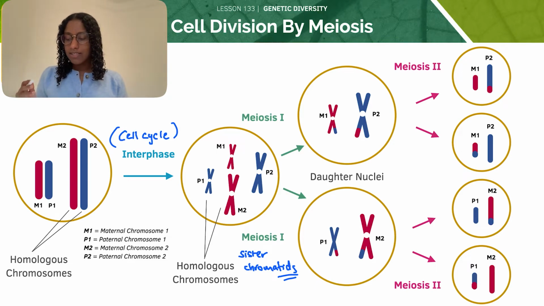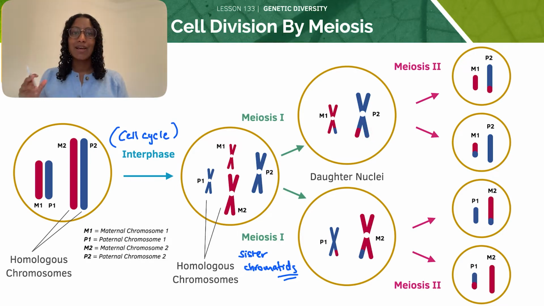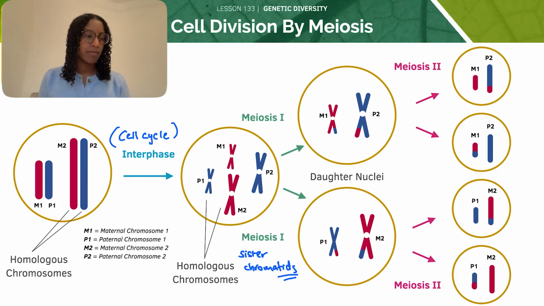So when I say they are separated, have a look, for example, with this homologous pair, M2 and P2 are separated in the daughter nuclei. So Meiosis I is all about separating the homologous chromosomes. That's what I want you to jot down, and that's what I want you to remember.